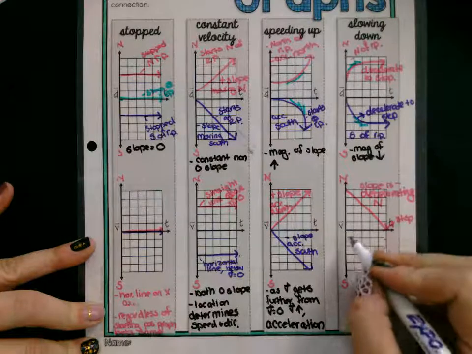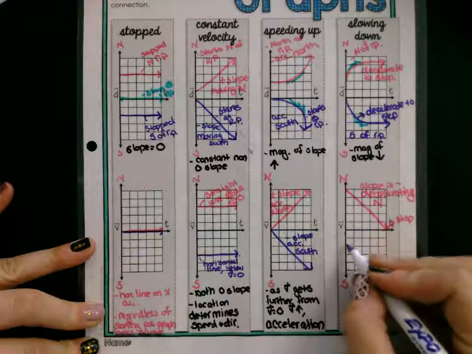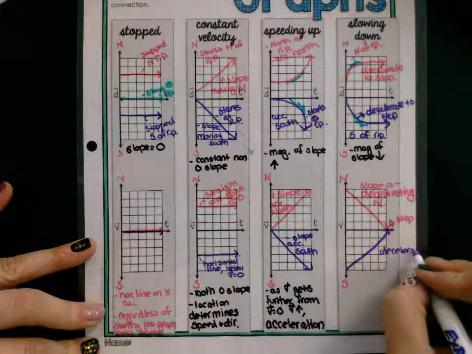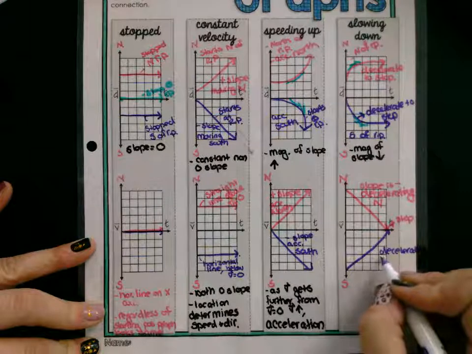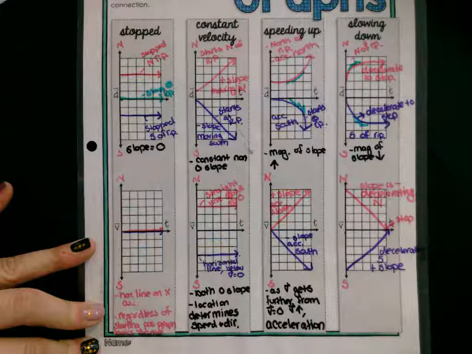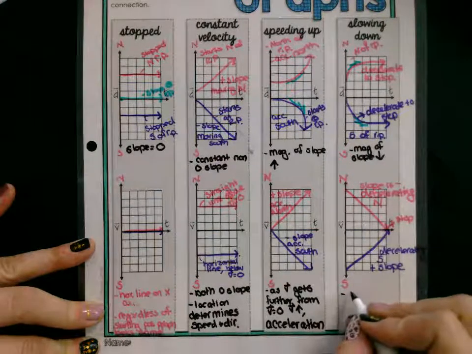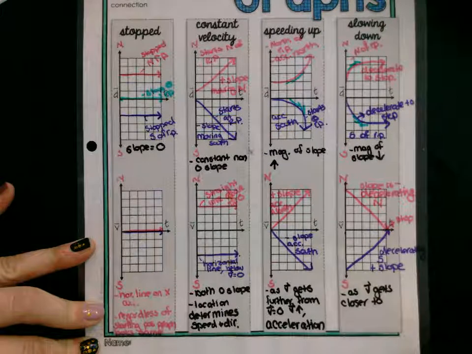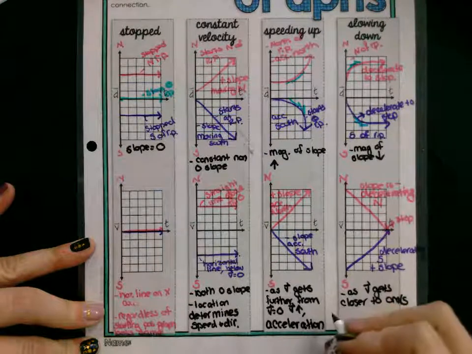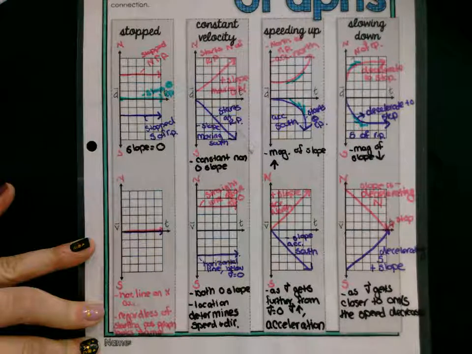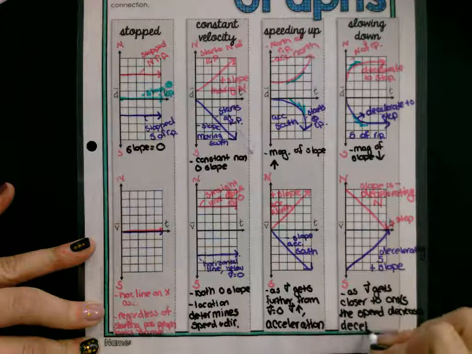All right, if we want to decelerate south, that means if we're decelerating, we have to start at a velocity greater than zero and approach zero. So we're decelerating south. We have a positive slope. So what can we say for this graph? For this graph, I can say as the velocity gets closer to 0 meters per second, the speed decreases. And that's deceleration.